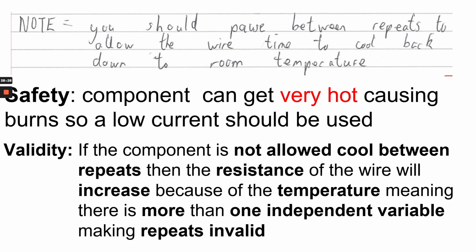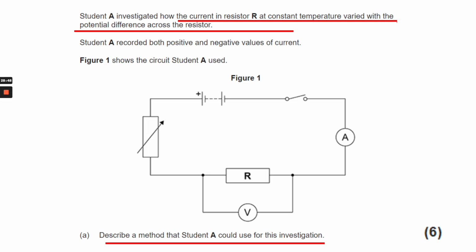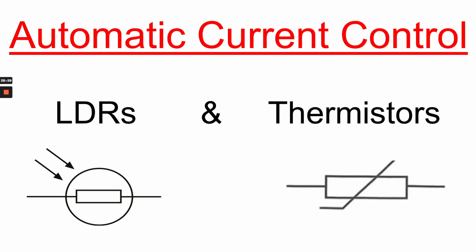So again, for safety, the component could get very hot, the light bulb could get very hot, so a low current should be used. And it's the same thing again. For a valid comparison, the light bulb should be allowed to cool down between repeats, or else you will have more than one independent variable, making comparisons invalid. So here's a real-life question on this. Describe how the current in a resistor, the constant, varied with time. It's a 6-mark write-up question, and that is just what we've done.